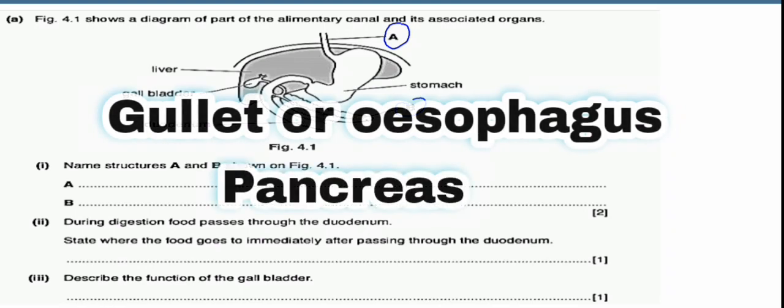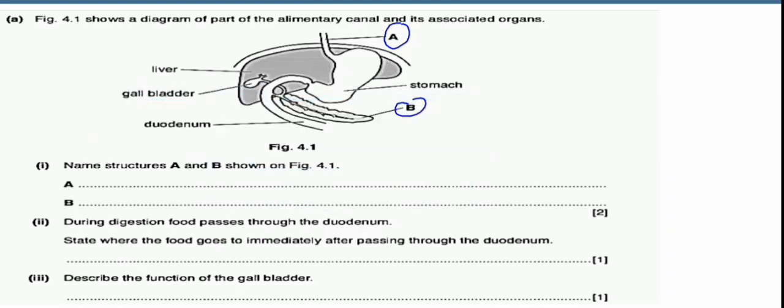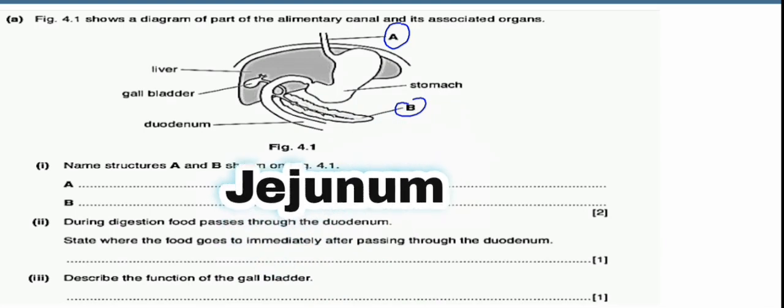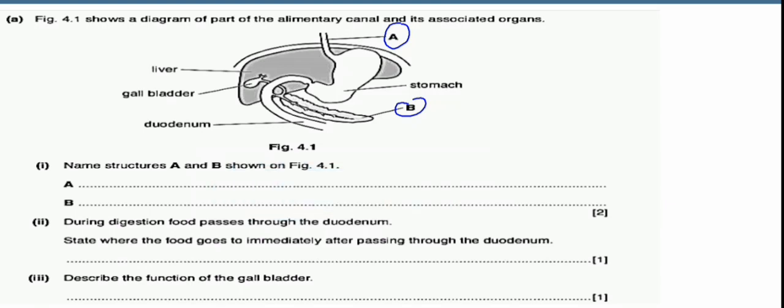Roman numeral 2. During digestion, food passes through the duodenum. State where the food goes immediately after passing through the duodenum. So it goes through the what? The jejunum. Then apart from the jejunum, it also goes through the what? The ileum. So the small intestine has 3 parts. See? It has the duodenum, jejunum, and the ileum. So you can say it goes through the jejunum.